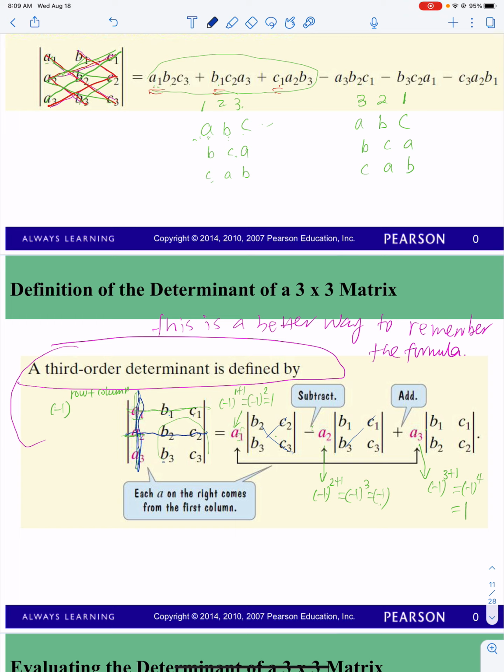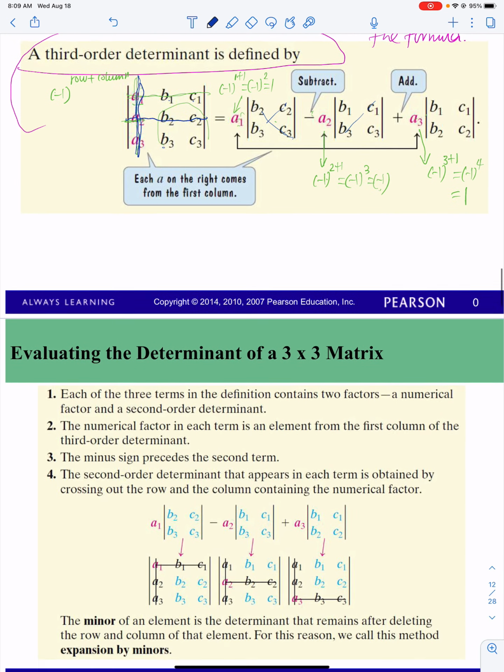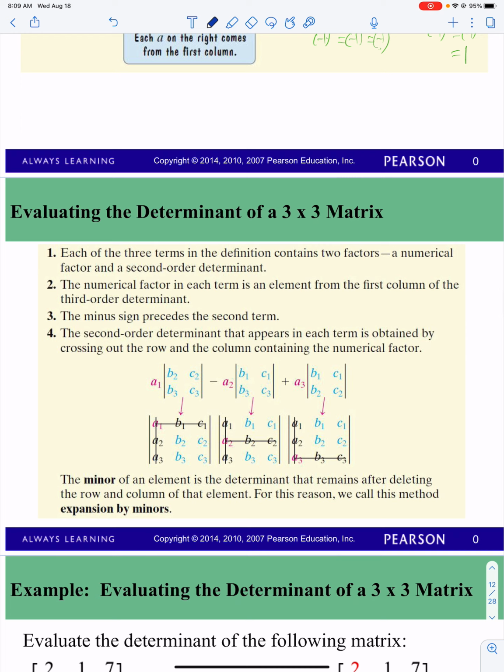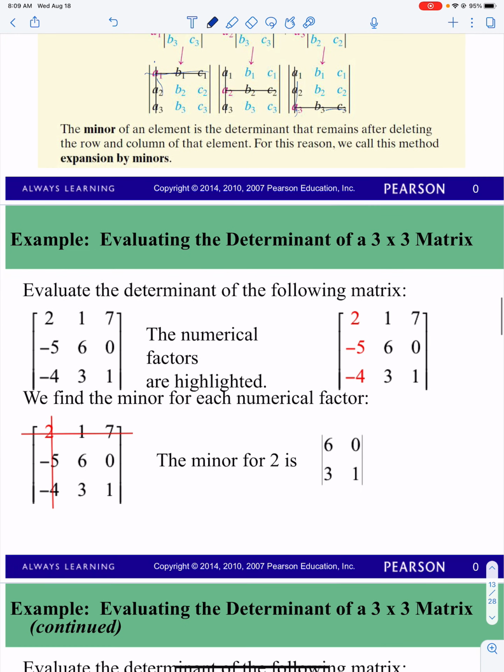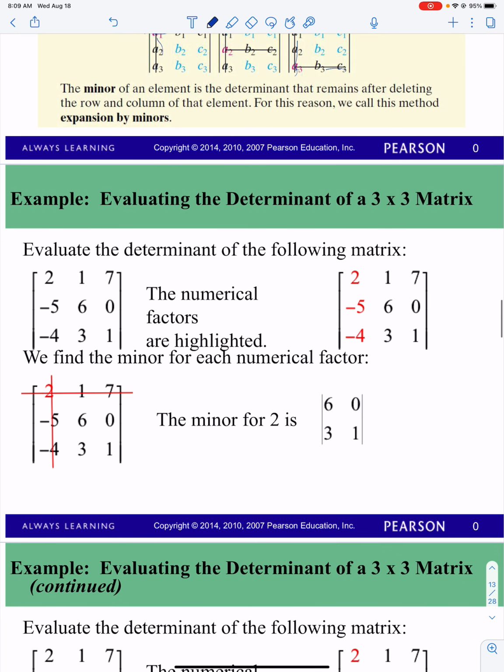For the positive, what do you have? 1, 2, 3, yeah. A, B, C, B, C, A, C, A, B. So it's rotated. You just remember, for the plus ones, you have 1, 2, 3. For the minus, you have 3, 2, 1. Clear? So these are the two rules. It also shows you that you forget the row and the column here. Okay, so now we want to practice a 3 by 3 matrix.